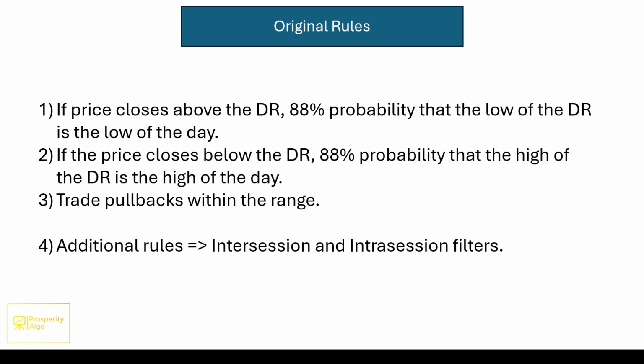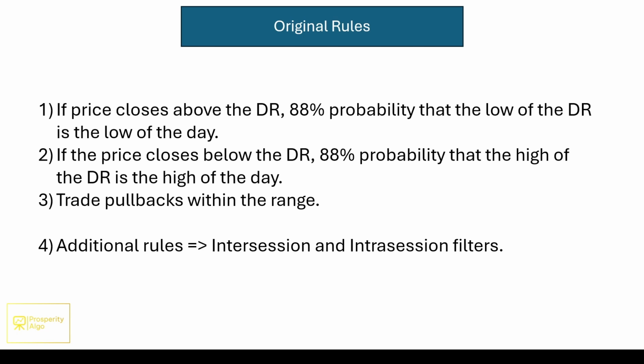So the original rules in the most popular video from the master are that effectively, if price, once that first hour is over, closes above the defining range, there is an 88% probability that the low of the DR is now the low of the day. And inversely, if the price closes below the DR, there is now an 88% probability that the high of the DR is now the high of the day. And this makes sense, right?